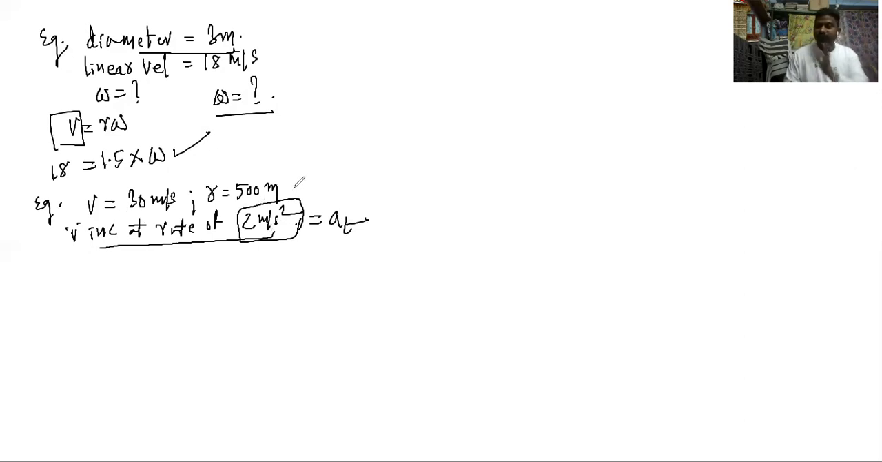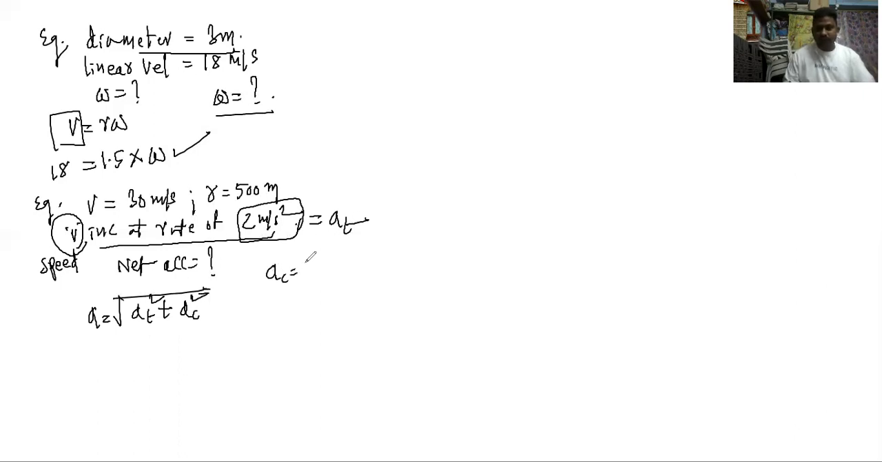This is not a uniform circular motion. In uniform circular motion, speed is constant. But here speed is changing. That means this is a non-uniform motion which will have tangential acceleration. Question is find the net acceleration, my dear students. And net acceleration is equal to square root of at square plus ac square. At is already given. Ac you get by using v square by r. V square is given, r is given. So finally substitute the values here and tell me the answer now.